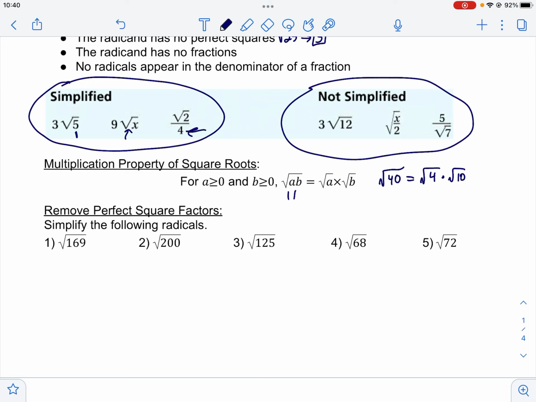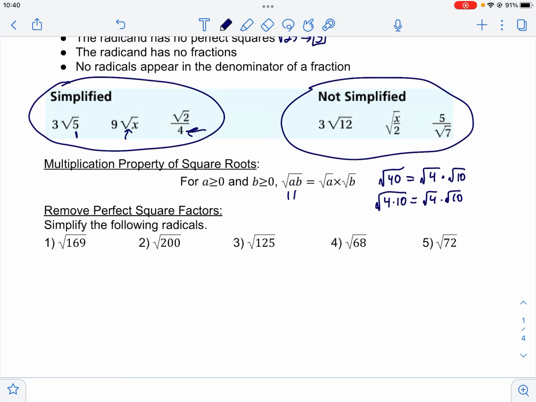Another way to think about it is that the square root of 40 is the square root of 4 times the square root of 10. So we could rewrite that as the square root of 4 times the square root of 10. And that's how multiplying works within square roots. We can use this to really help us simplify radicals.